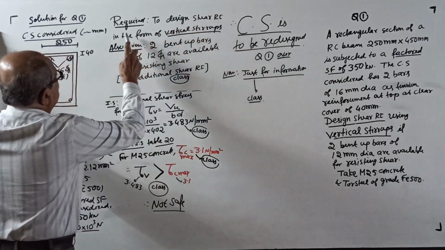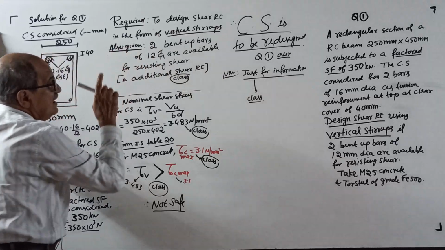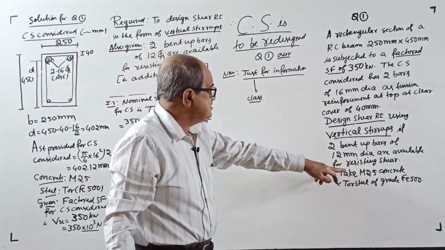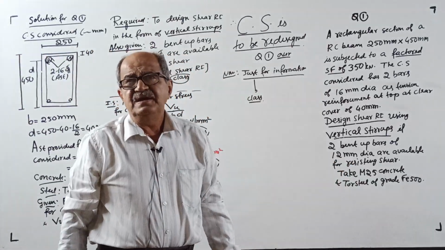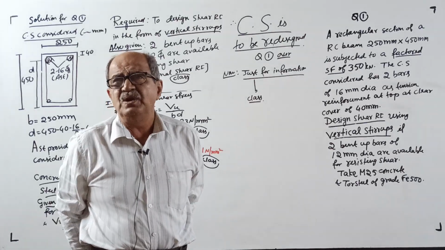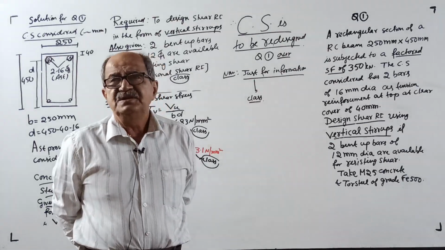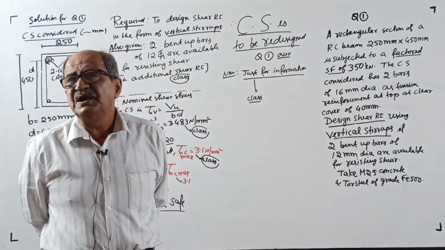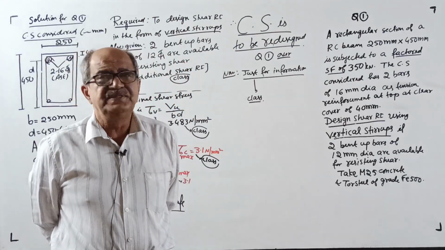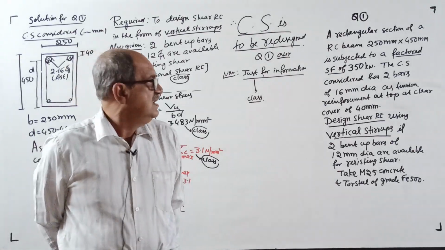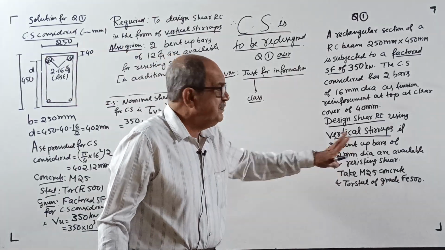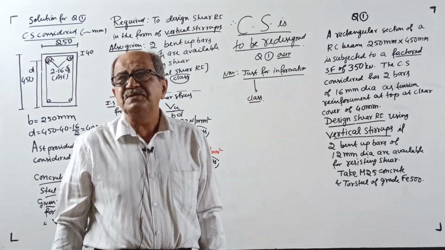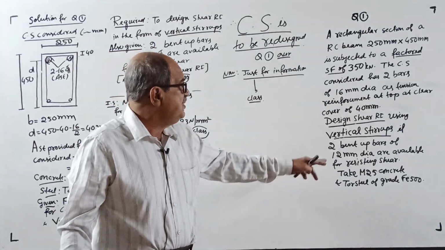Required to design shear reinforcement in the form of vertical stirrups. Remember, even when inclined bars or cranked bars are provided, design is using shear reinforcement only. I will tell a small example. Design is using vertical stirrups only. Vertical stirrups is the main part. Without that, you cannot do anything. The bent up bars are only supporting. It is not main. Like a deputy.